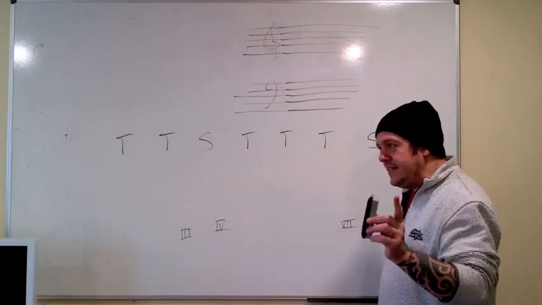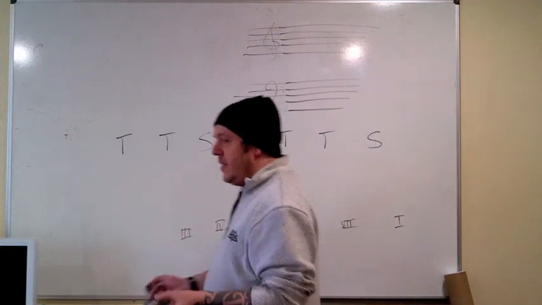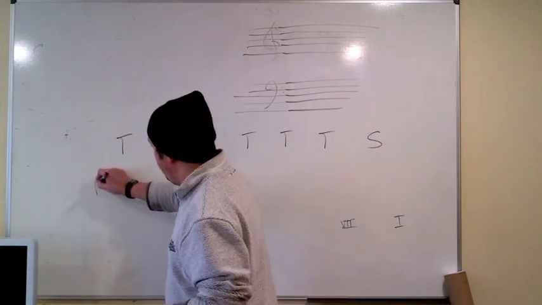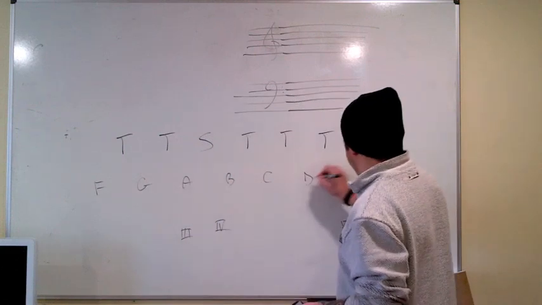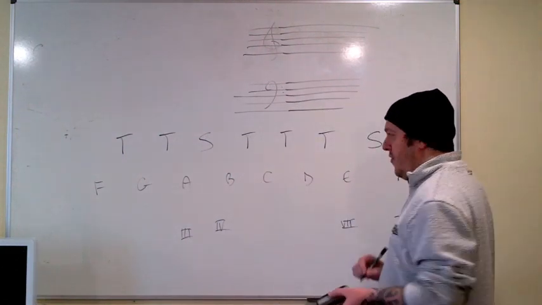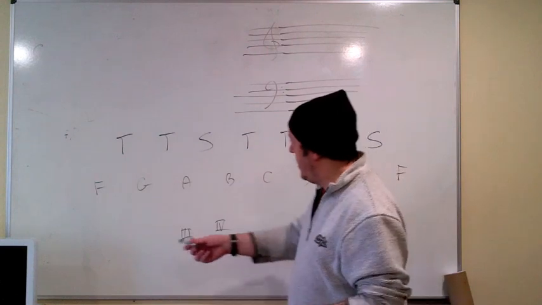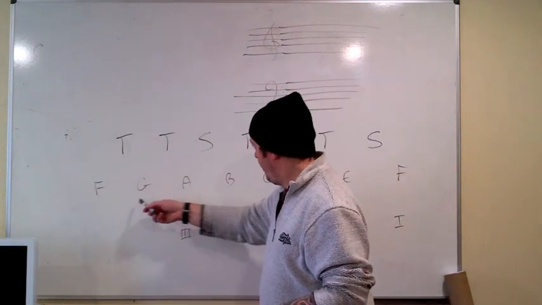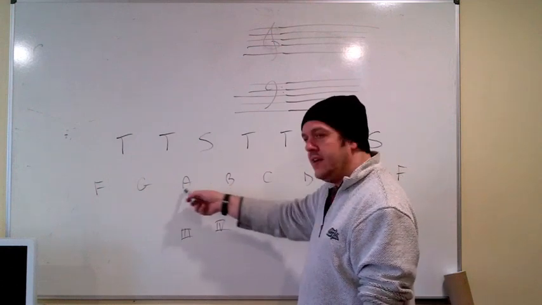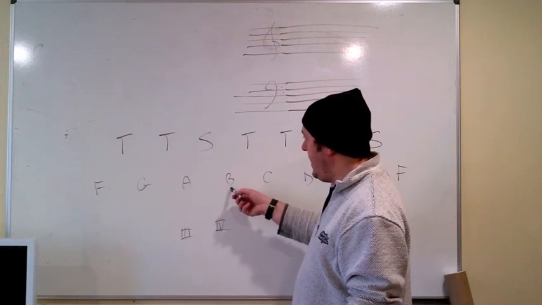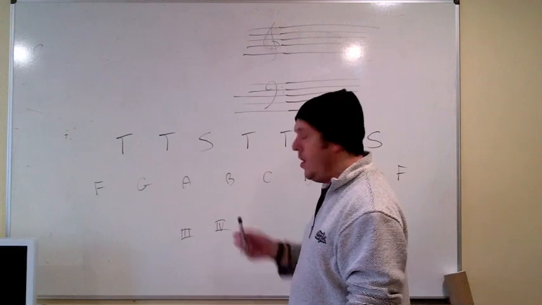Scales, keys with flats. We start with F. F is the first one. F, G, A, B, C, D, E, F. And you check. Tone, tone, semitone. No, that's too big. It's not a semitone. A to B needs to be a semitone.